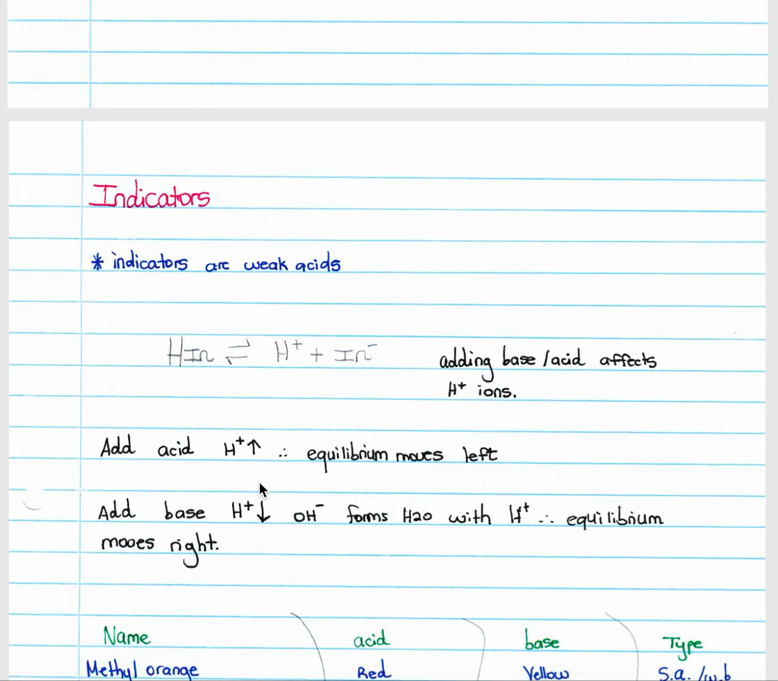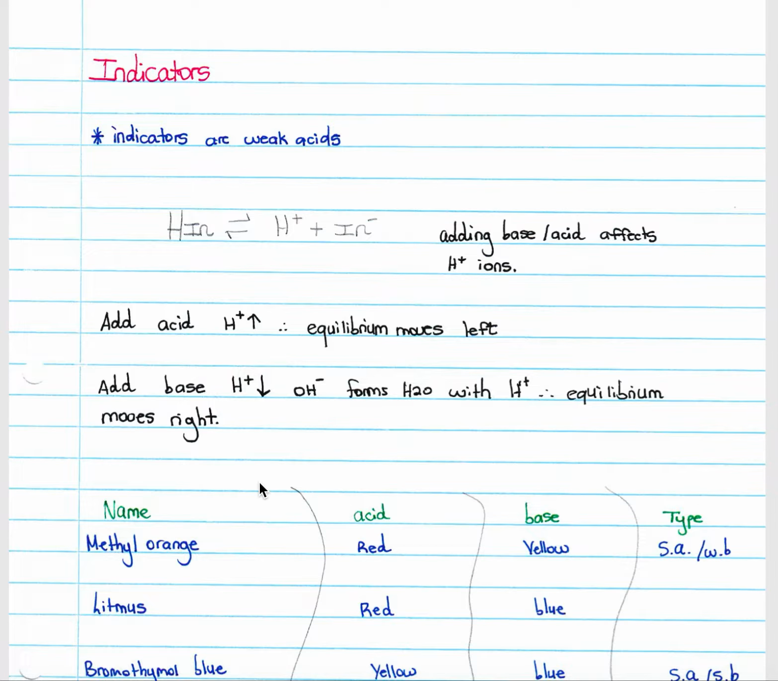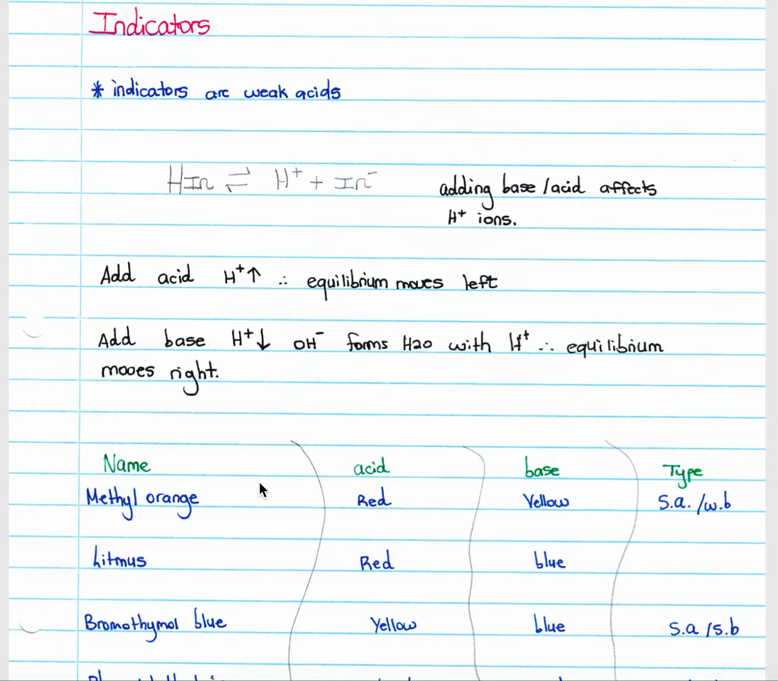Next, something that they like to ask in this section is indicators. You must know that an indicator is a weak acid, and they are used to show whether a solution is acidic or basic. The way in which an indicator works is shown over here.